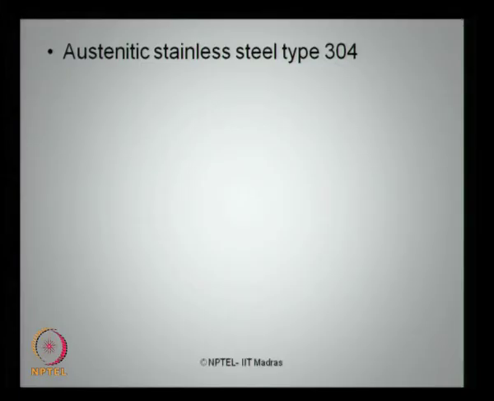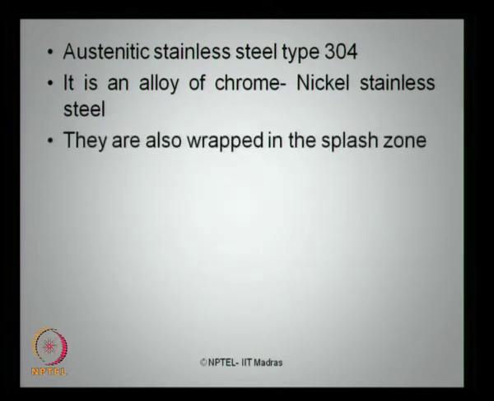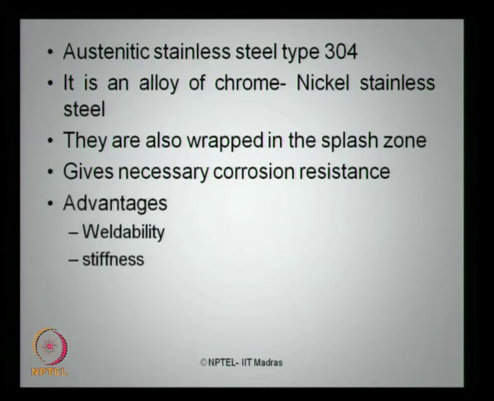The other type of metal sheathing which is generally used is austenitic stainless steel type grade 304. It is again an alloy of chromium nickel stainless steel. They are also wrapped over the members kept in the splash zone. It gives necessary corrosion resistance to the parent member by wrapping this austenitic stainless steel type 304 on the parent member. There are specific advantages of using this kind of sheathing on the splash zone. The advantages are a very high degree of weldability and very high stiffness.